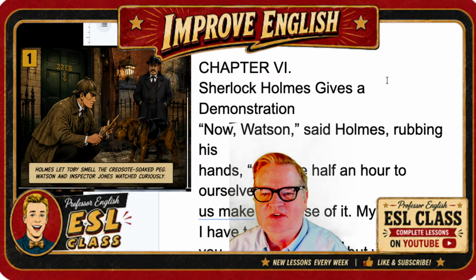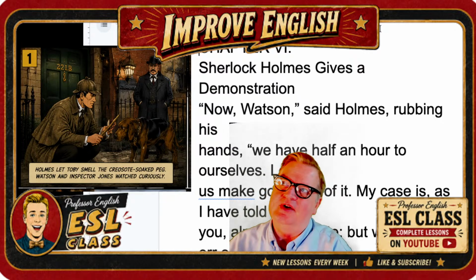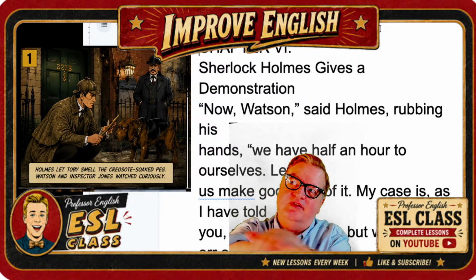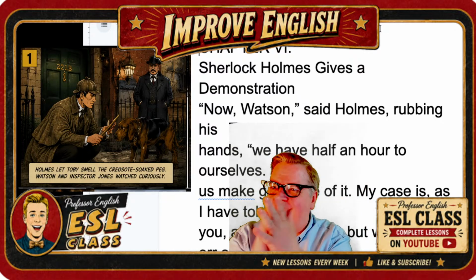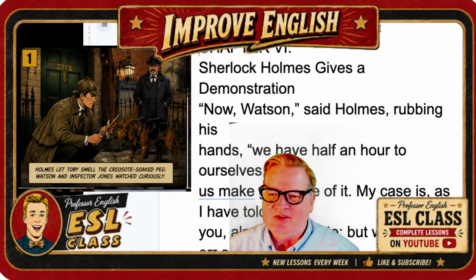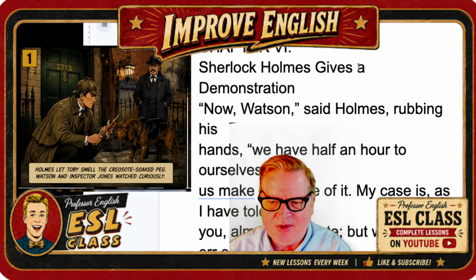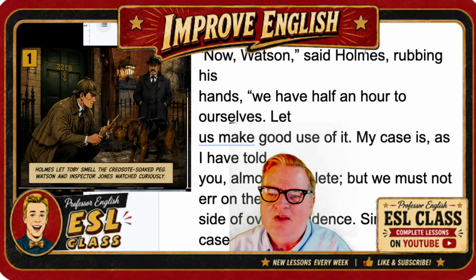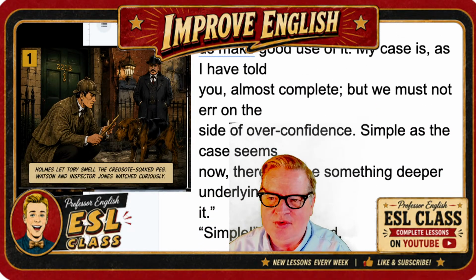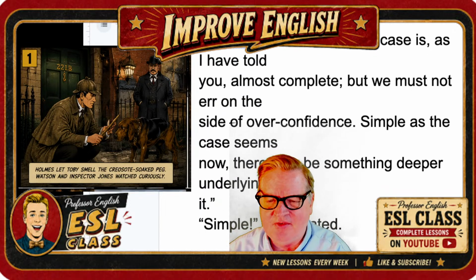Sherlock Holmes gives a demonstration. "Now, Watson," said Holmes, rubbing his hands. So if you rub your hands, rubbing is kind of like this motion. If you're rubbing your hands together, you're doing something like this. "So now, Watson," said Holmes, rubbing his hands, "we have half an hour to ourselves. Let us make good use of it. My case is, as I have told you, almost complete, but we must not err on the side of overconfidence."